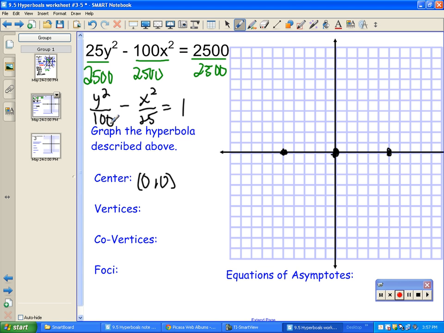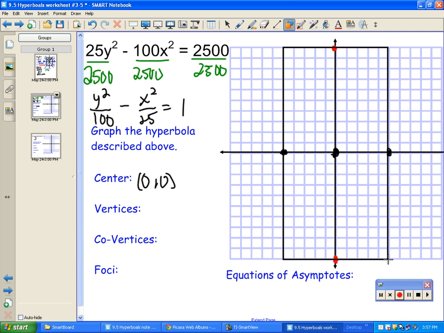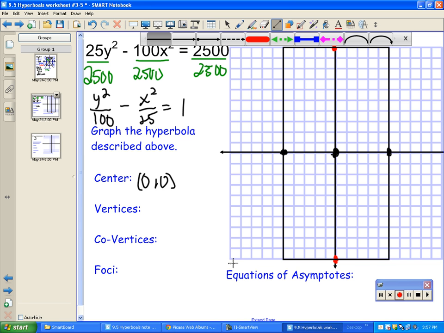The y is going to go 10 in each direction because the square root of 100 is 10. So I'll do a different color for those. We'll go 2, 4, 6, 8, 10. So it looks like it's going to be down here as well. Alright, and let's create the box for this. And this box will give us our asymptote lines, and we'll then be able to tell what the vertices and covertices are.